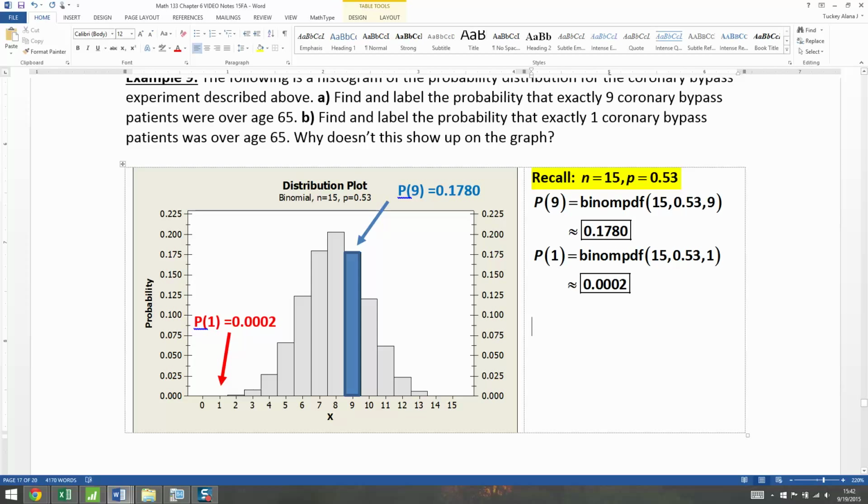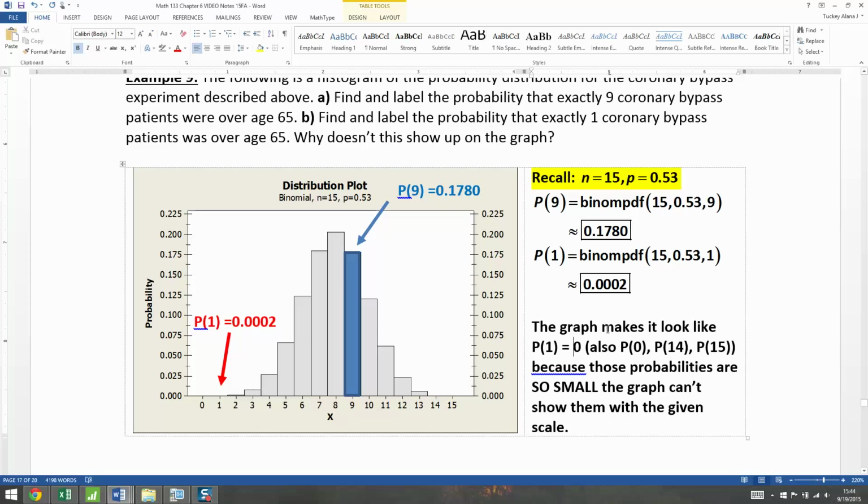So let me type that up. The graph makes it look like the probability of 1 is 0. It also does that for the probability of 0, the probability of 14, the probability of 15. There are no bars there, right? And that's because those probabilities are so small, the graph can't show them with the given scale, right? You'd need a microscope, essentially, or you'd need a better printer or computer. It just can't do it.